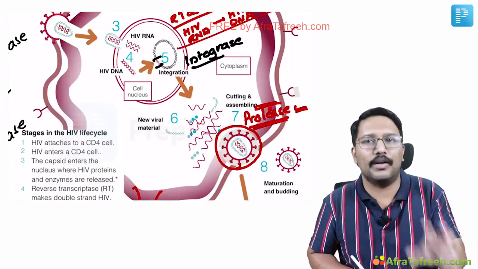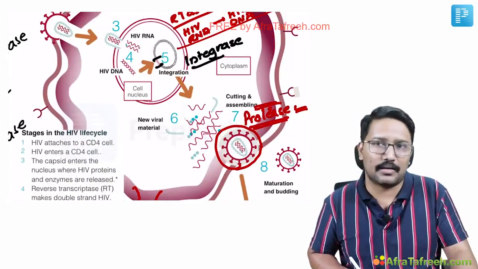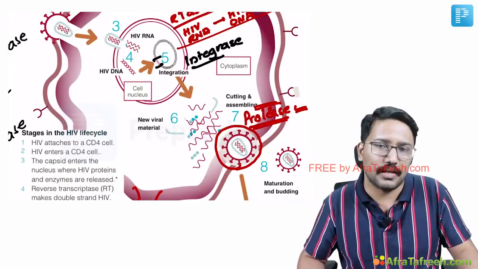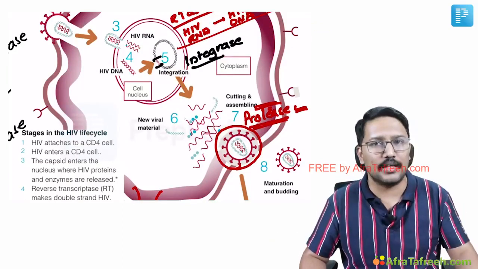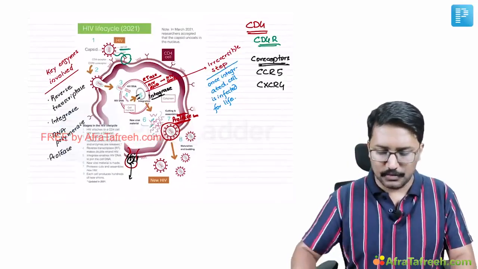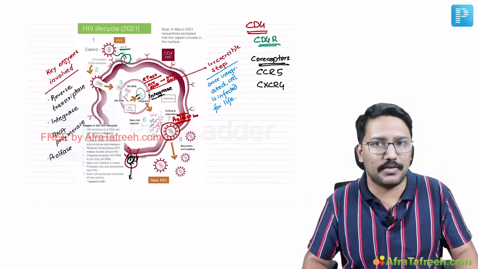So this CD4 will not be able to survive this attack, right? It is leaking the cytoplasm everywhere, and eventually the CD4 cell dies. That is why we have a decrease in CD4 count in HIV infected individuals. Clear? Okay. So now we know the whole cycle of HIV replication.